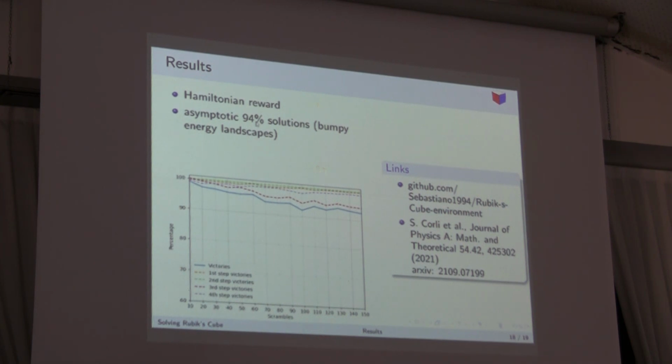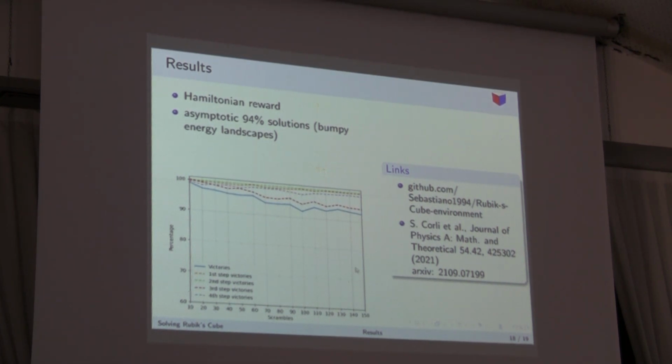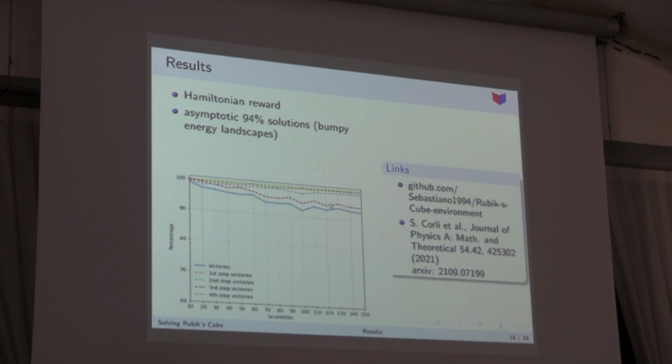What does it mean? Sorry, it means that we scramble the cube, which means moving the cube, inducing random moves by 10, 12, 20, 30, and so on. At last, we have a kind of asymptotic solution. These are the solutions from how to find the ground state of each of the Hamiltonians.